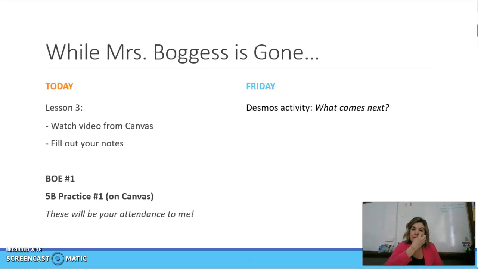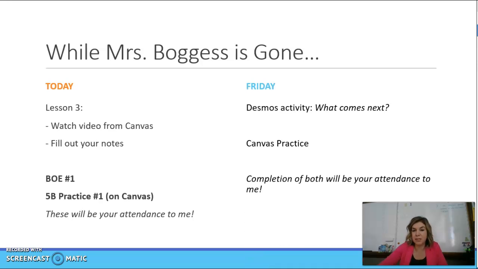Tomorrow, there is a Desmos activity on exponential functions that I am going to link through Canvas. And there will be an additional practice on Canvas. Completion of both of these tomorrow will be your attendance to me. And the Canvas practice will not be open until tomorrow, so you can't just get it done today.